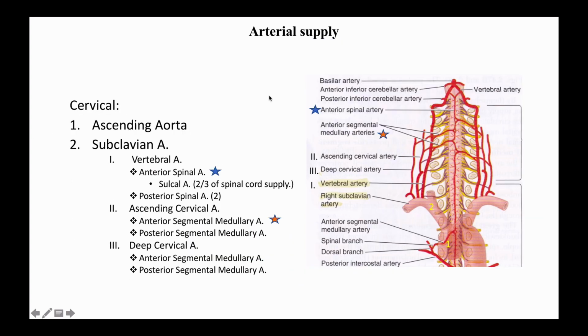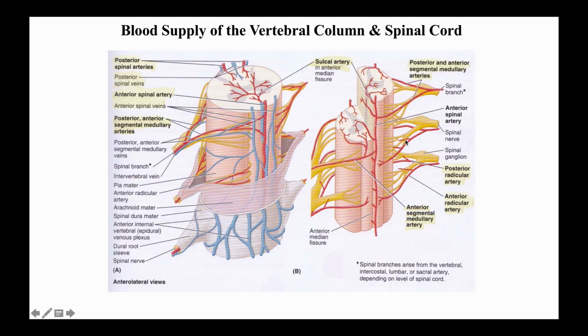So these segmental branches are coming off in the cervical region off of these ascending cervical arteries. And they're segmental branches because they're going to come up and then perforate in, kind of following the path of the spinal nerve or the spinal nerve roots. So they'll be going through the intervertebral foramina. So if we come back here and we look, here are our anterior and posterior segmental medullary arteries. You can see there's our medullary artery, and here's another medullary artery.